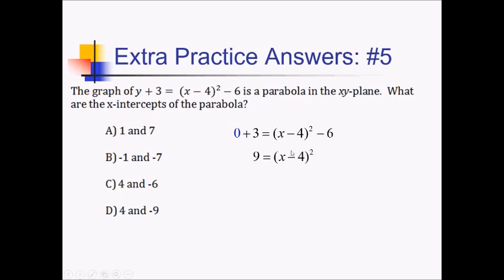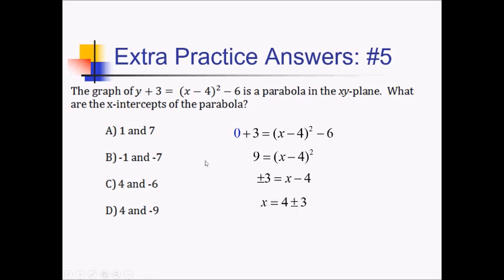And then since I just have a square and a 9 over here, I can square root both sides. So that'll be x minus 4 equals, and don't forget we have a plus or minus square root of 9. So plus or minus 3. And then to isolate x, I'll add 4. So that'll give me 4 plus or minus 3.